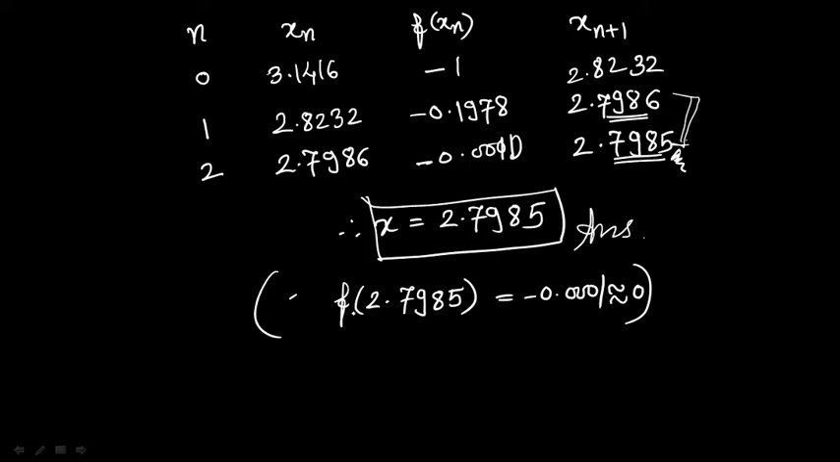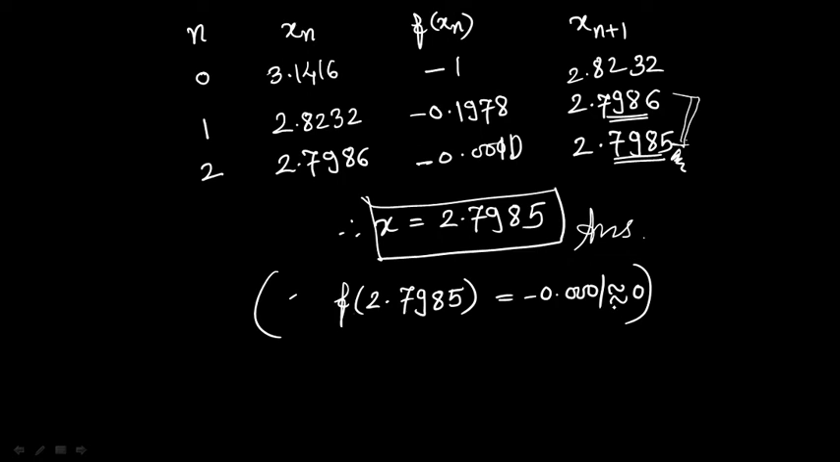And here if we find out its f of 2.7985, this value is approximately equal to 0. And we can tally our answer by substituting this value in the given equation. We get the required solution. That means if the right hand side is 0, its value is approximately equal. In this way, we solve the transcendental equations by using Newton-Raphson method.